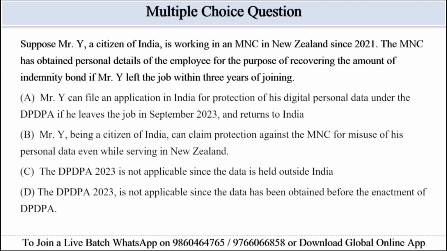While in case of option C, the DPDPA 2023 is not applicable since the data is held outside India. So this tracks the passage's explicit exemption for the personal data which is held outside India. Hence, option C will be the correct answer in this case.